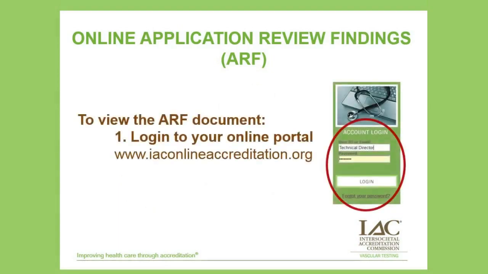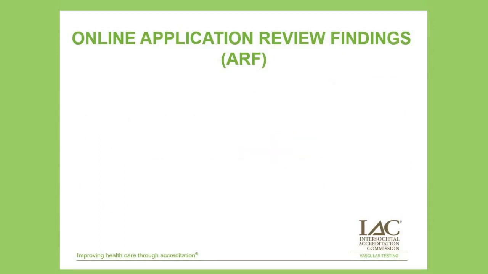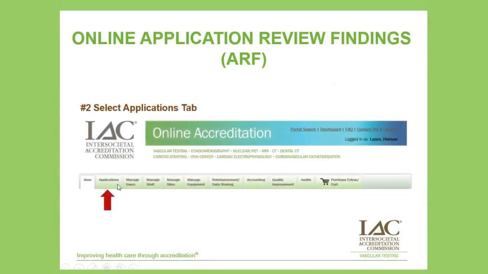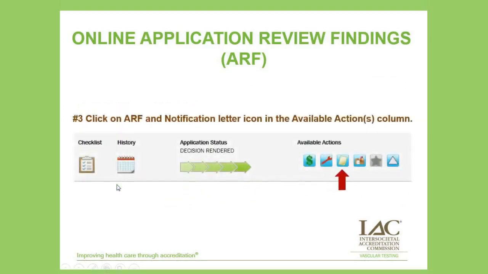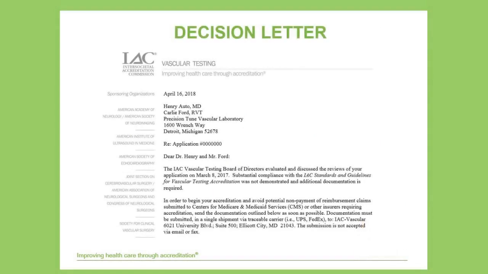To view your application review findings, you need to log onto your online portal. Your decision letter is also in your online portal and can be found in the same place. You will click on the Applications tab, then select ARF and notification letter icon in the Available Actions column, this little piece of paper that has all the information that you need.